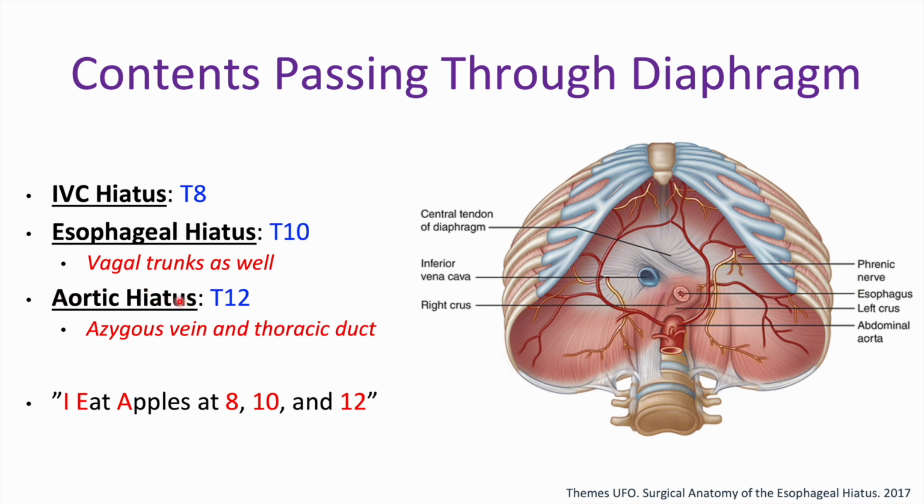Our aortic hiatus is next. That's where the descending aorta is going to pass through and become the abdominal aorta. And this is going to be at the region of T12.